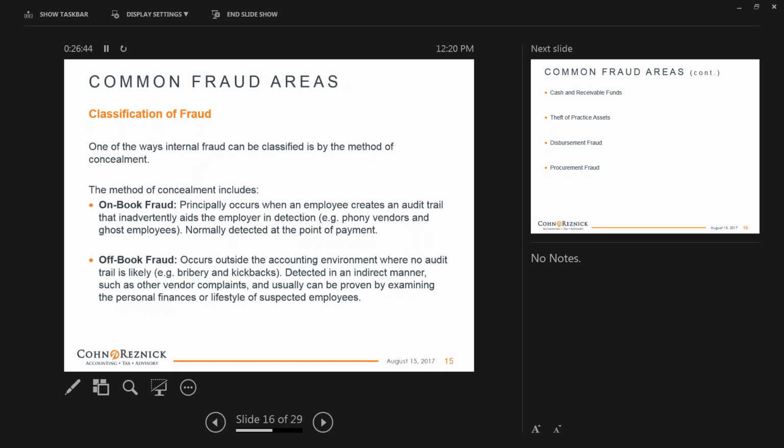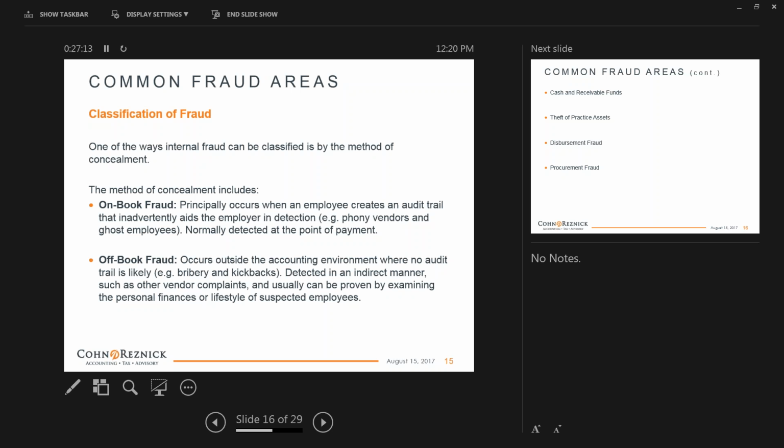And Bill and I will talk about a couple of different roles and responsibilities and segregation of duties that should be considered at your organization so that you can detect these types of disbursement schemes and other frauds that occur. Off the books fraud is a fraud that is harder to identify. It's harder to detect and protect yourself against.